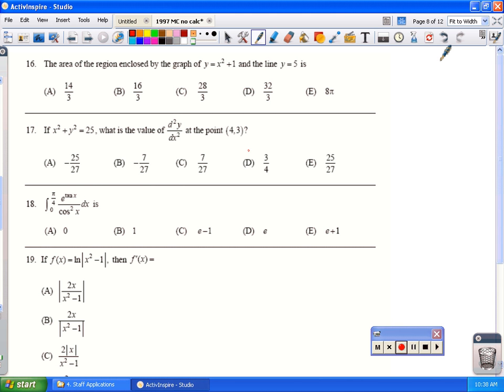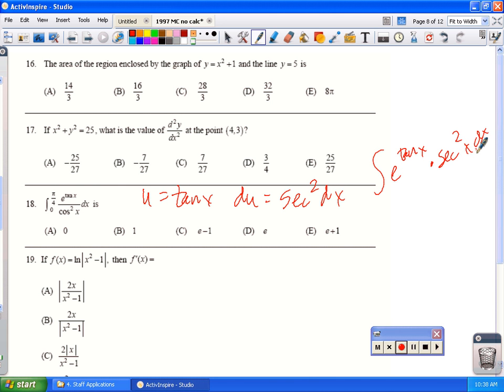So what's u? u is equal to tangent x. du is equal to secant squared x dx. And so we already said that this problem really says e to the tangent x times secant squared x dx. So we get e to the u du. When you integrate e to the u du, it's our favorite function of all. You get e to the u.